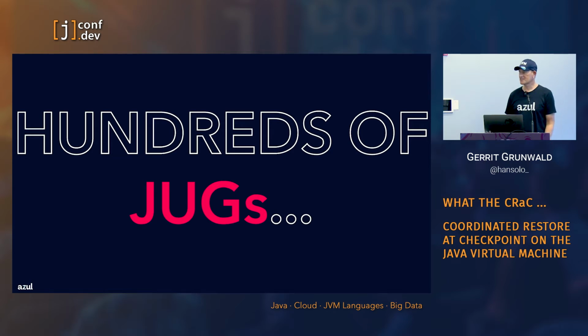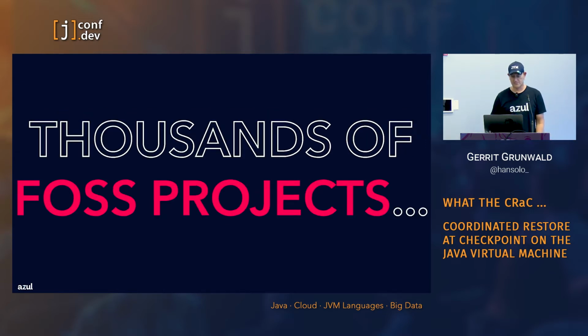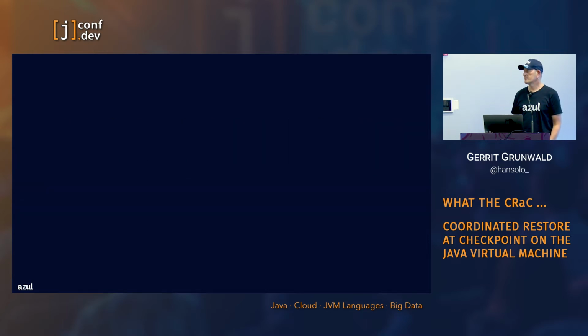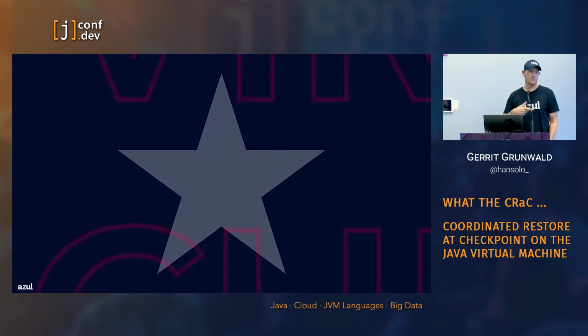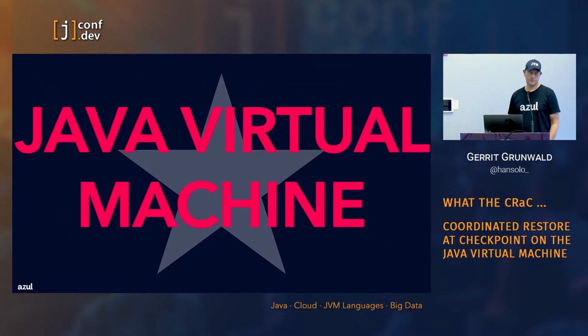So we have hundreds of Java user groups. There's also the CRaC here in Chicago, and I will give exactly this session in 2 weeks here in Chicago again at the CRaC. And we have thousands of free open source software projects, which is great. But the real star of the whole ecosystem is the Java virtual machine. Doesn't matter if you run Kotlin or JRuby or whatever, everything's running on the JVM, which is great.